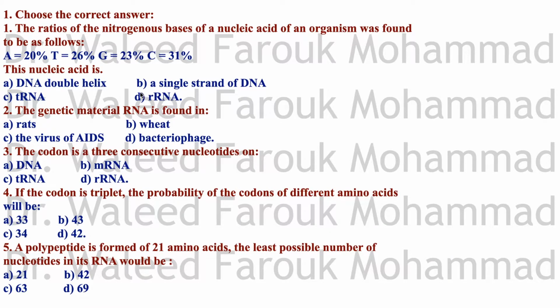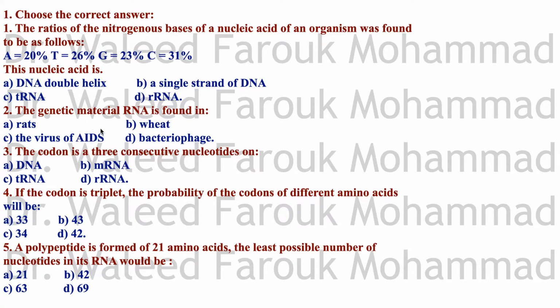Choose the correct answer. The ratios of nitrogenous bases of nucleic acid of an organism was found to be as follows: adenine 20%, thymine 26%. Here adenine doesn't equal thymine. Guanine 23 and cytosine 31, and both don't equal. So this is not a double strand of DNA. This is a single strand of DNA. And they are not RNA because there should be uracil instead of the thymine.